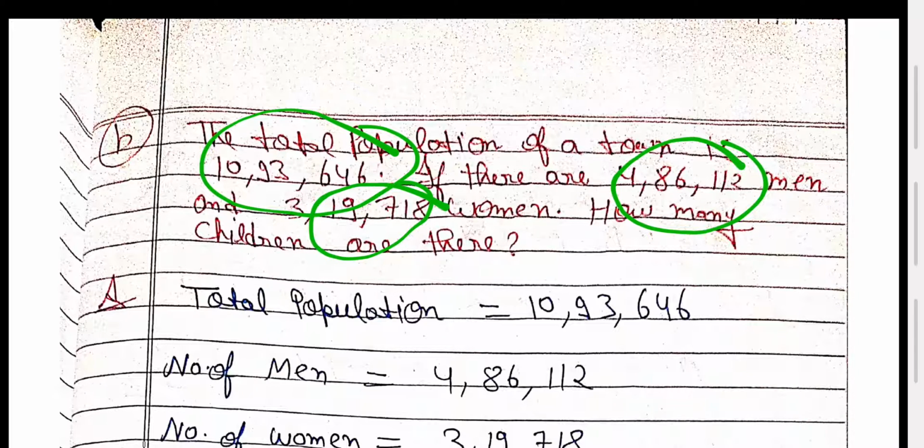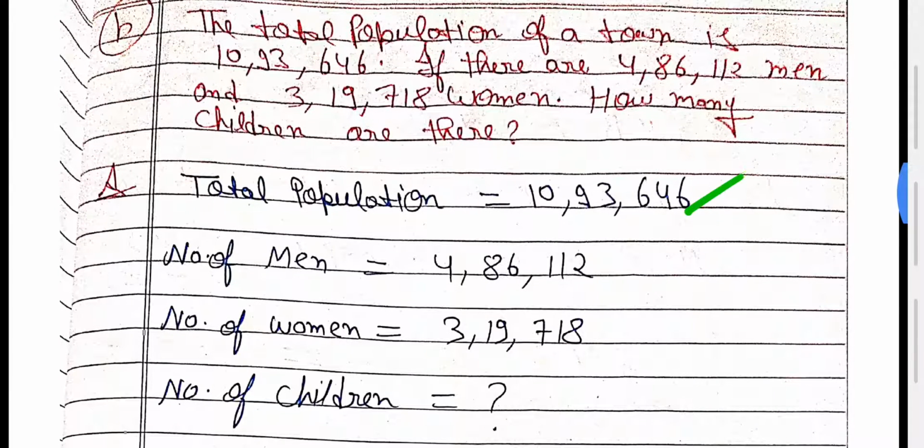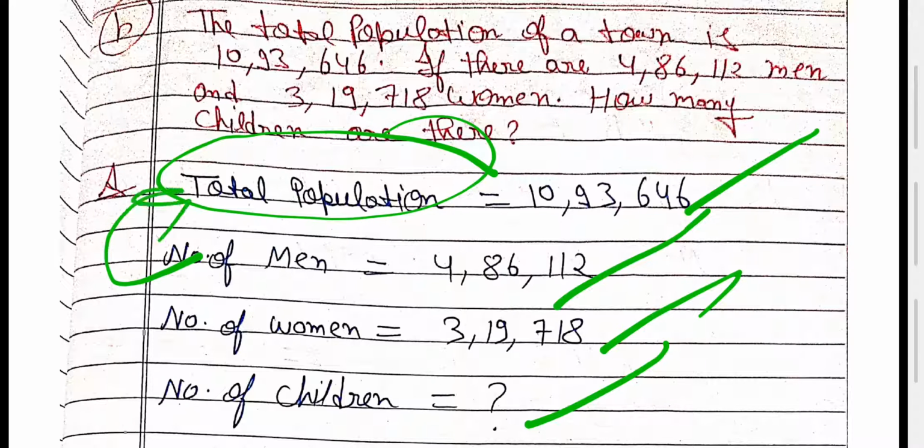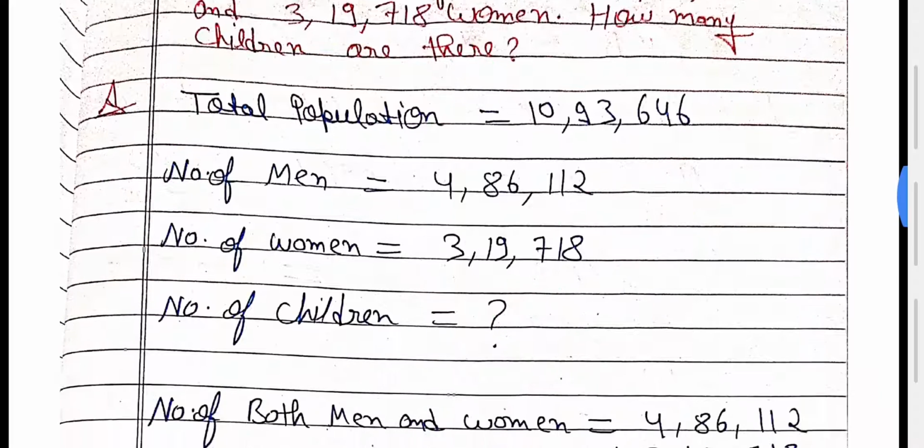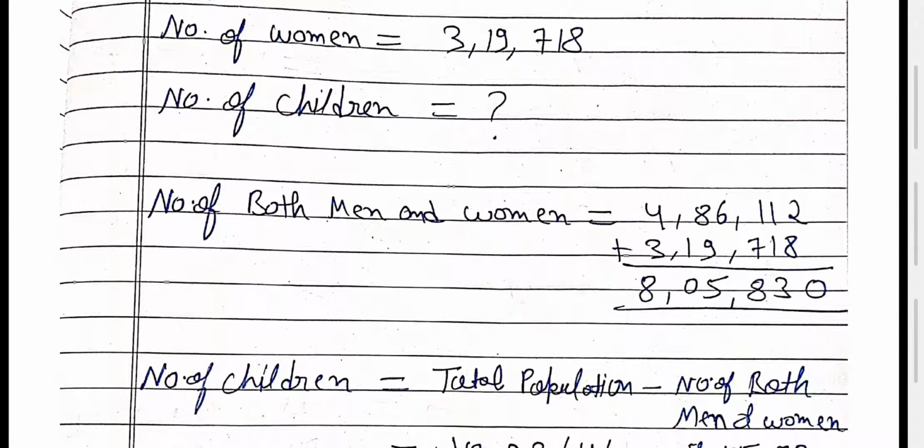So what you do is first just add the number of men and women together, then you subtract this total from the total population, and you will get the number of children. So I am writing here total population this, number of men this, number of women this, and number of children you have to find out. So from the total population, just subtract the number of men and women, and you will get the number of children.